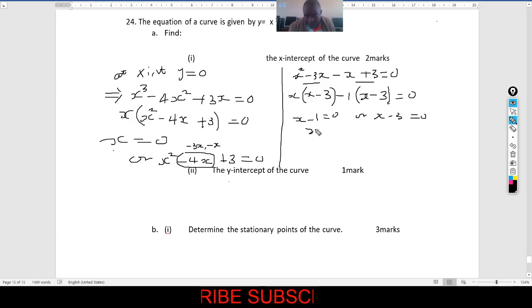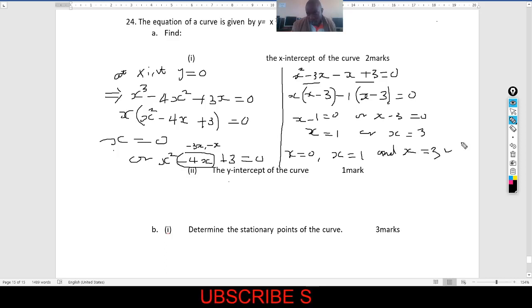So x equals to 1, or x equals to 3. So that means the curve will cut the x-axis in three places. It will cut it at x equals to 0. It will also cut it at x equals to 1, and it will also cut it at x equals to 3. So these are the x-intercepts. You get your 2 marks.